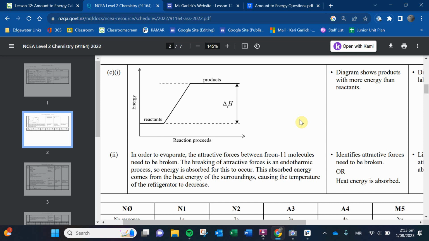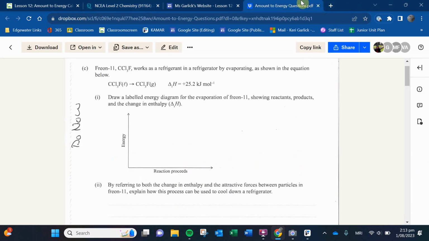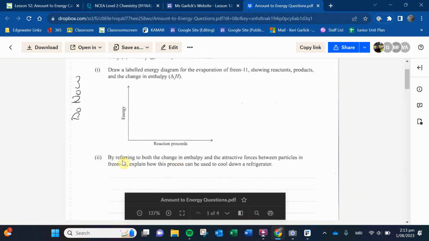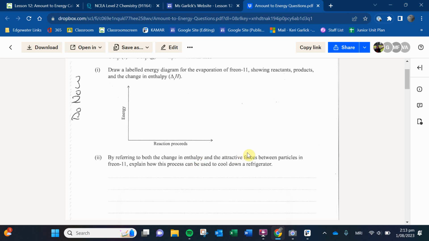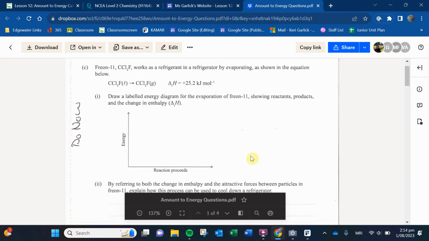Cool. Okay. The second part of this question then was asking, referring to the change in enthalpy and attractive forces between the particles of Freon 11, explain how this process is used to cool a refrigerator. So a real kind of thing that we use in day-to-day life.